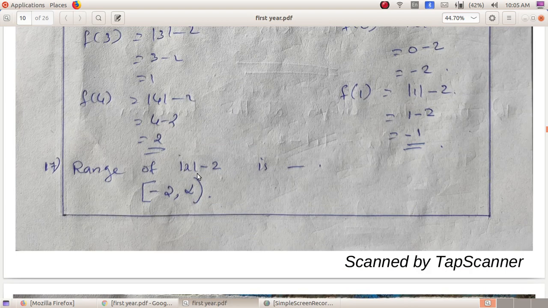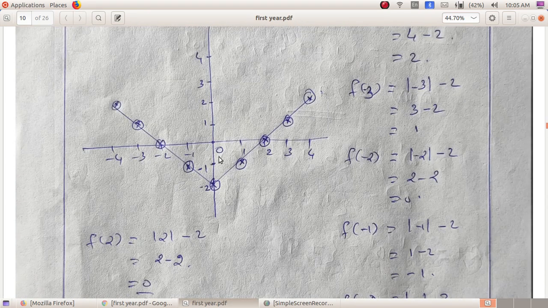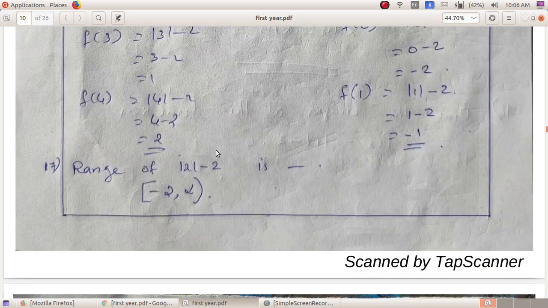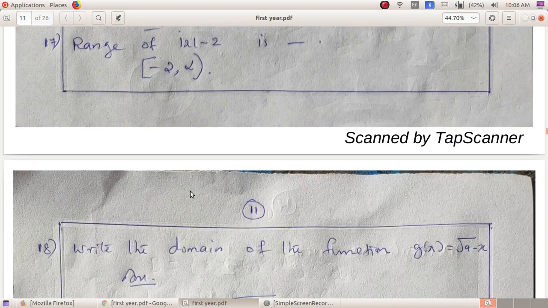Range of mod x minus 2. What is the range? Range is the place on the y-axis where this graph is drawn. So this is the y-axis. For drawing this graph, you need to take only the y values from minus 2 to infinity. No need of taking this bottom part. So the y-axis needed for drawing this graph is from minus 2 to infinity. On the side of infinity you take this type of bracket only, so minus 2 comma infinity is the range.